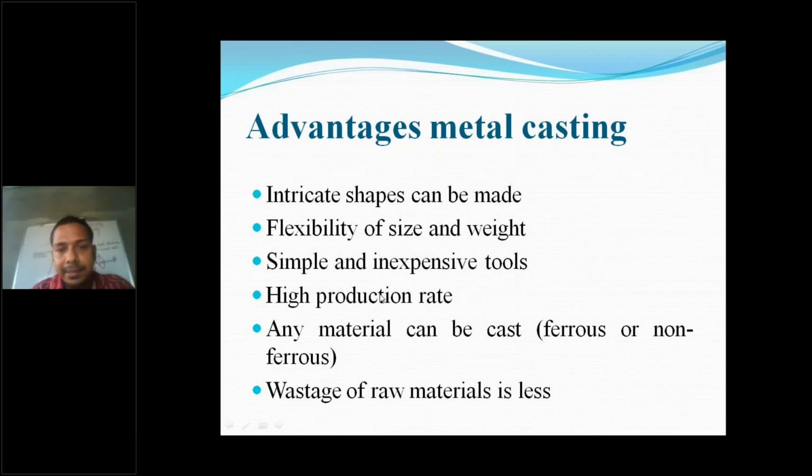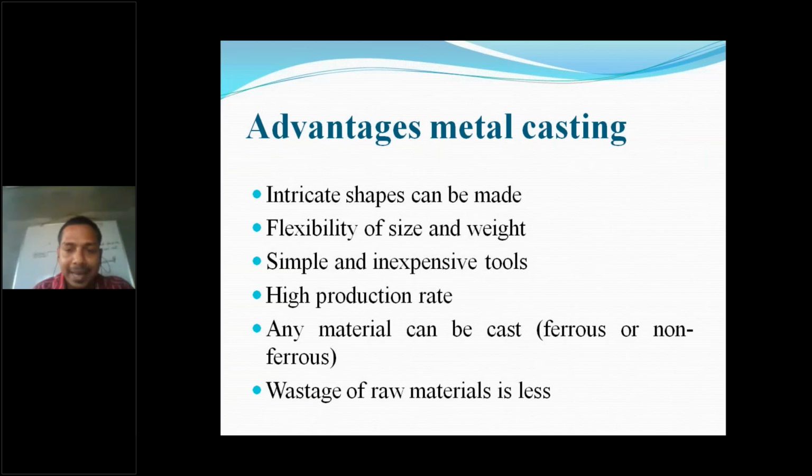Now here the production rate is very high. Any material can be cast, so all types of material we can use for casting, like ferrous and non-ferrous metals, and wastage of raw materials is less. Like if you talk about the machining process, what we generally do is remove the unwanted material from the stock or the raw material. So this removed material is a kind of waste.